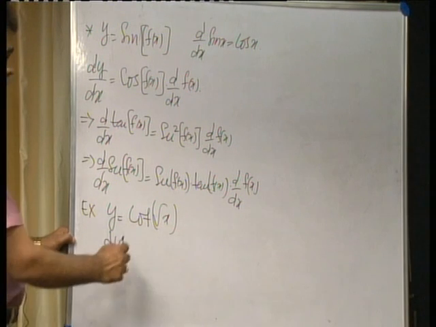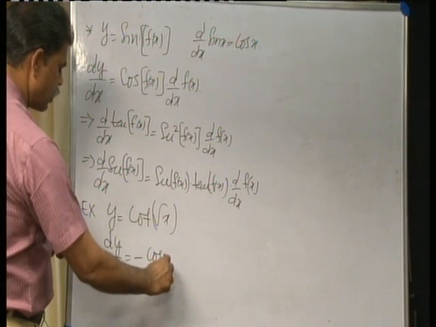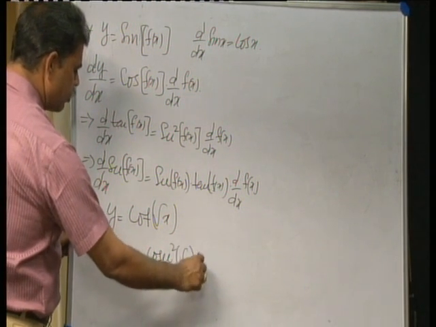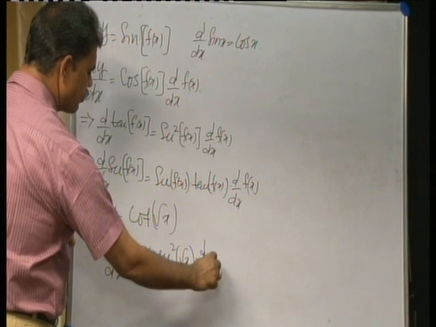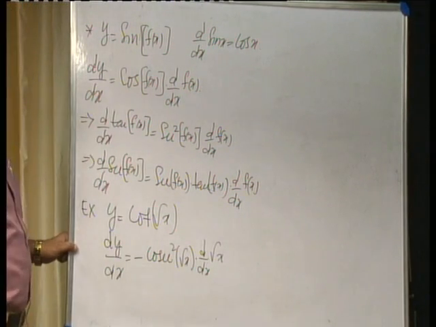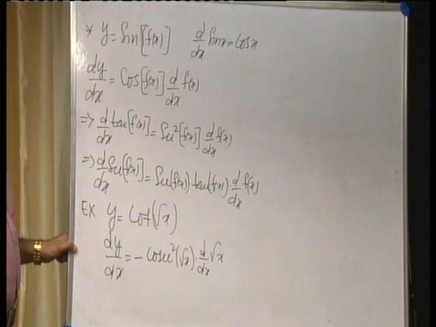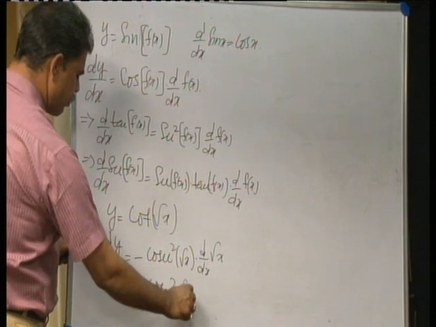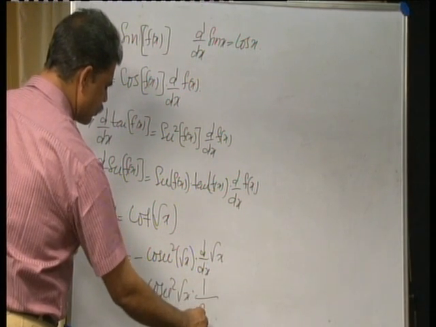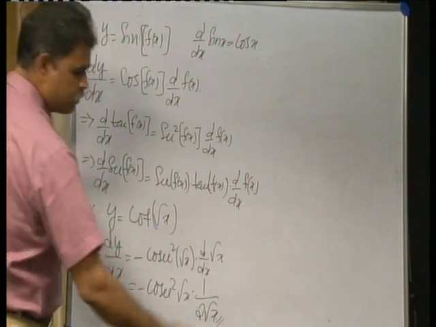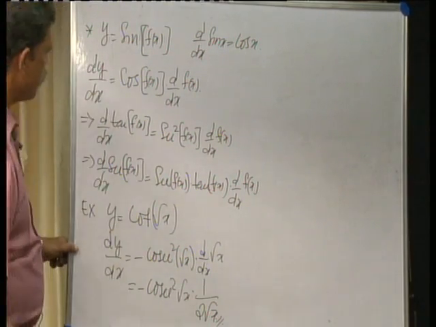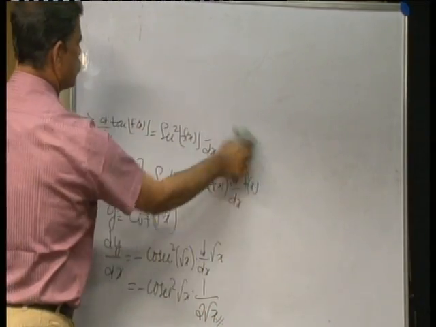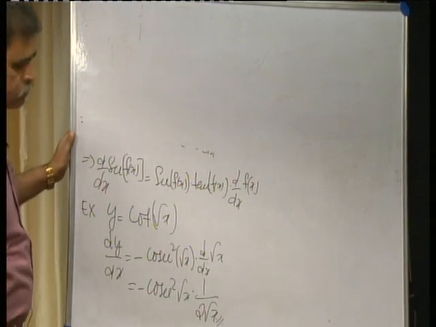What is differentiation of cot? It is minus cosecant square of what we have to write? We have to write root x into differentiation of function. What is differentiation of function? Function is root x. Therefore, we have to write d by dx of function. Finally, it will become minus of cosecant square root x into differentiation of root x, which is 1 by 2 root x. The same type we can write for all the trigonometric functions.